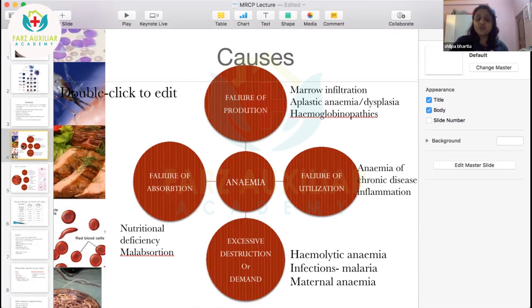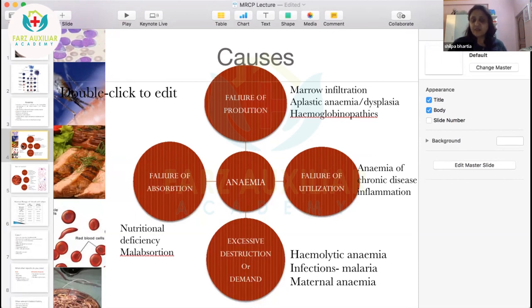How about failure of absorption? This is when you have your nutritional anemias, such as celiac disease and pernicious anemia. These are the malabsorptive syndromes. Or if you don't eat itself, there's nothing left to be absorbed. Then you have your hemolytic anemia, which is due to excessive either destruction or demand. So your hemolytic anemias, infections like malaria, which present with severe anemia, and when there is an increased demand, which is a physiological maternal anemia.